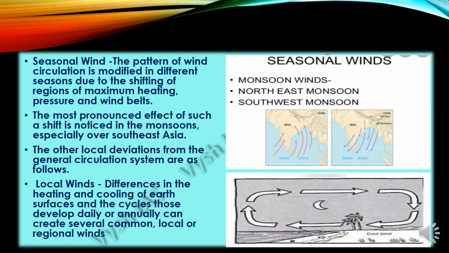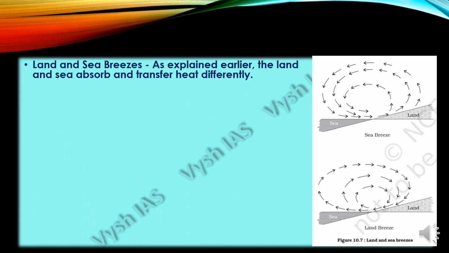So differences in the heating and cooling of the earth will start, see, everything starts from the root only, right? So the roots will be the local winds, which will form around the region. These differences in heating and cooling of the earth's surfaces and the cycles which develop daily or annually can create several common local or regional winds. Everything will start from here. Then we have land and sea breezes.